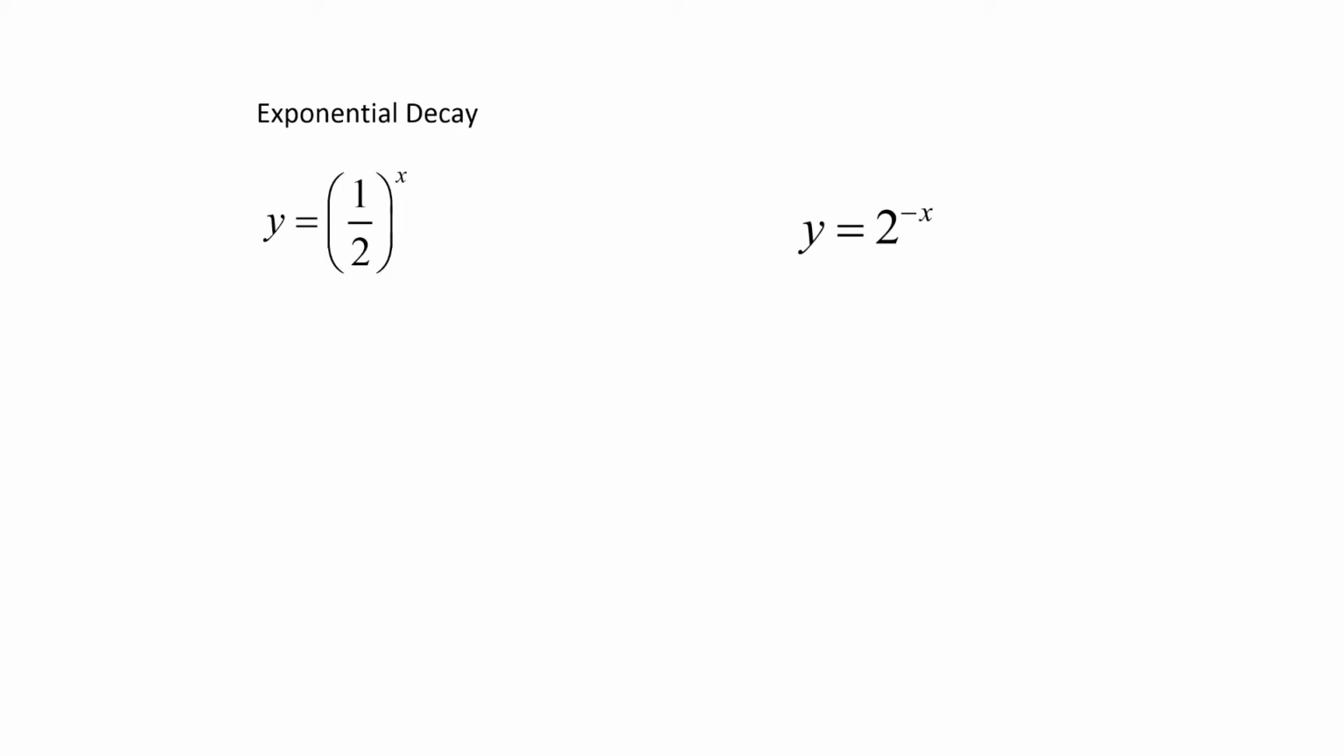Exponential decay is like exponential growth, except things are decreasing instead of increasing. For instance, with this example, y equals 1/2 raised to the x power. You start out with something, and you take away half, and then you take away half again, and you take away half again. So it's going down rapidly instead of going up rapidly. So let's make a graph of this. We'll start by making a table.